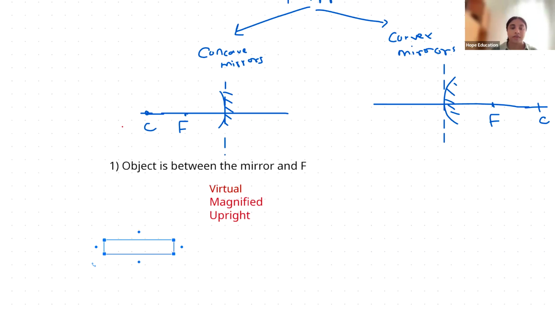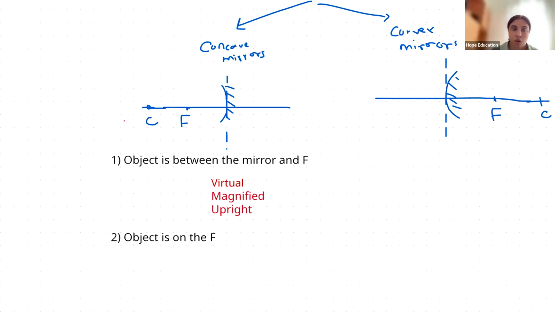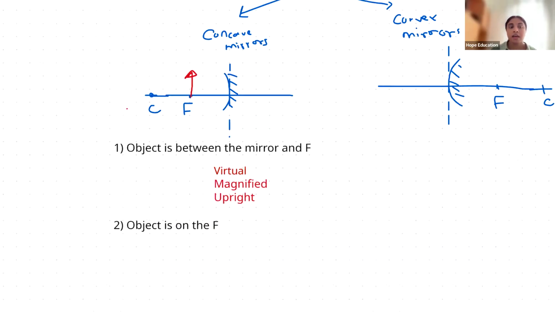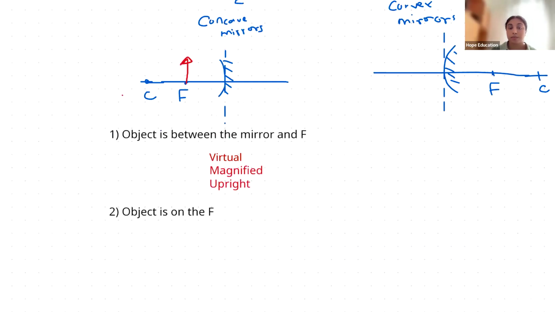Where is the image formed when the object is on the focal point? At infinity. And we also discussed the properties that image may have. What are the properties of that image? We said it is a real image, an inverted image, and a magnified image. Yes. That is when the object is on the focal point.